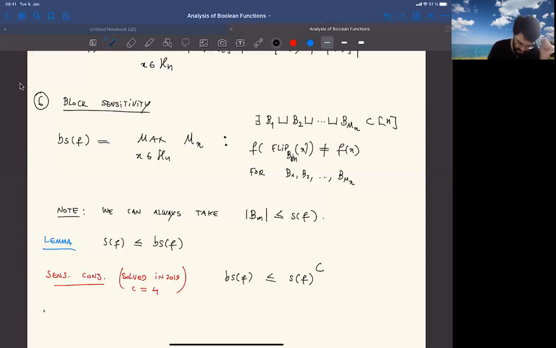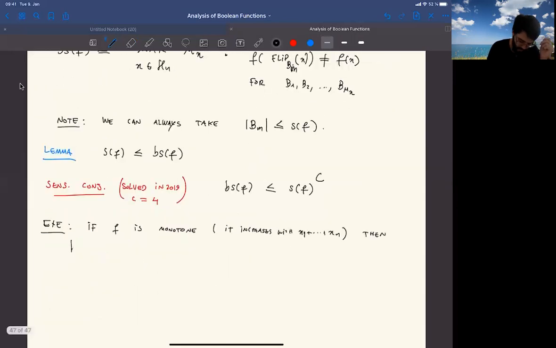Maybe another exercise is to show that if f is monotone, I mean, it increases with the sum of the variables, then you can show that block sensitivity equals certificate. Okay, exercise for you guys.